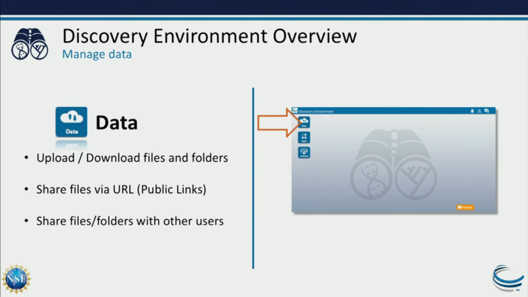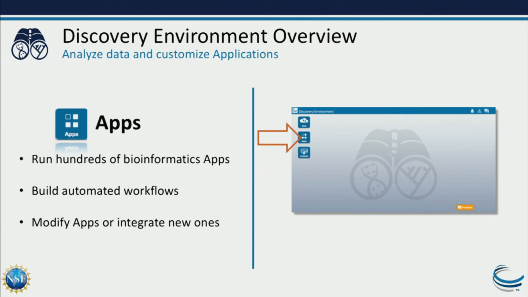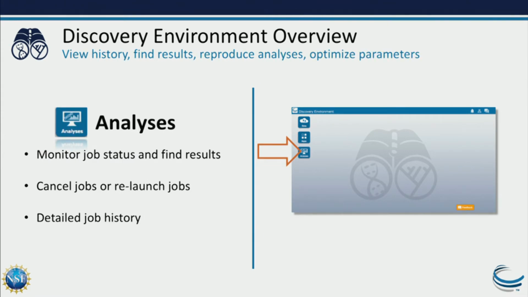Using the discovery environment, there's really those three main windows. We've already shown data, and you know what that can do: upload, download files, share links, share files and folders. Now we're going to talk about apps where you can actually run any of the hundreds of bioinformatics apps that are there. We won't have time to integrate a new application or build a workflow, but those are described in documentation. And then also under analyses, we'll view the status of a job and see a history.